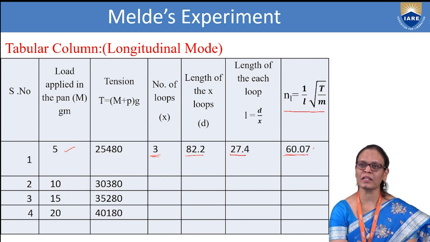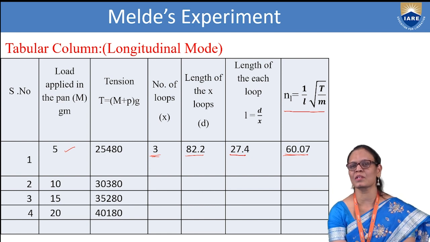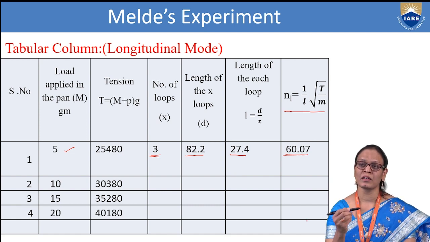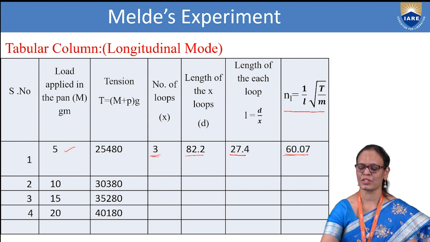So whether you do it in the longitudinal mode or the transverse mode, the frequency of the tuning fork remains the same. We are not changing the tuning fork. Only here the formula changes because the number of vibrations is varying. So whatever you get here for all the readings, you have to take the average and write it in the result as the frequency of the tuning fork in the longitudinal mode is given by 60.05. Whatever reading you get, you will have to mention.